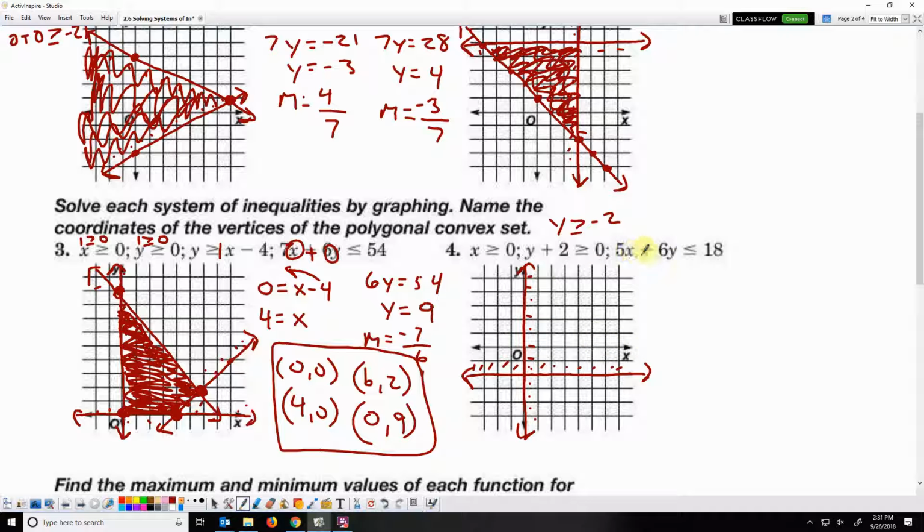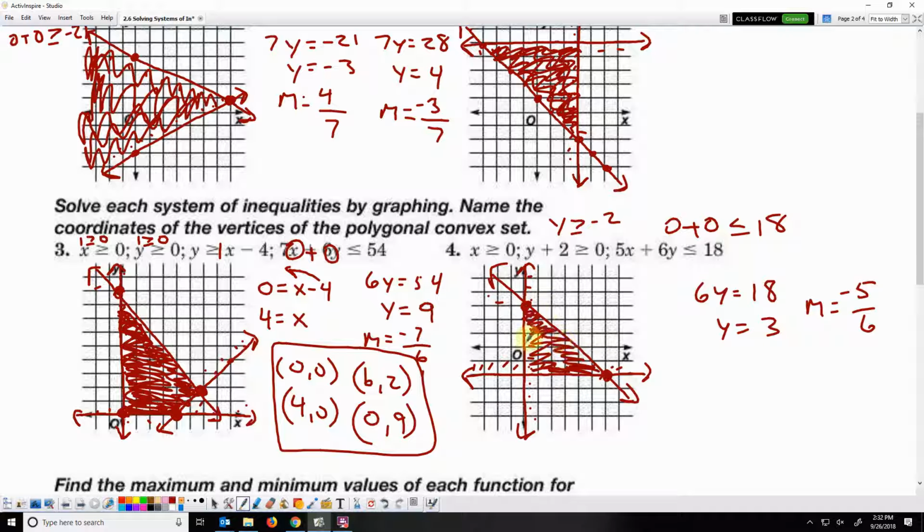And last, 5x plus 6y is less than or equal to 18, so if I put in a 0 for x, I get 6y is 18. So y is 3. So there's my y-intercept. 5 does not go into 18, so I'll check the slope. Opposite of a is negative 5. B is 6. So negative 5 over 6. 1, 2, 3, 4, 5. 1, 2, 3, 4, 5, 6. So there's my third line. If I put in 0, 0, I get 0 plus 0 is less than or equal to 18. That is true. It shades this way toward the origin, and all 3 times this region got shaded.